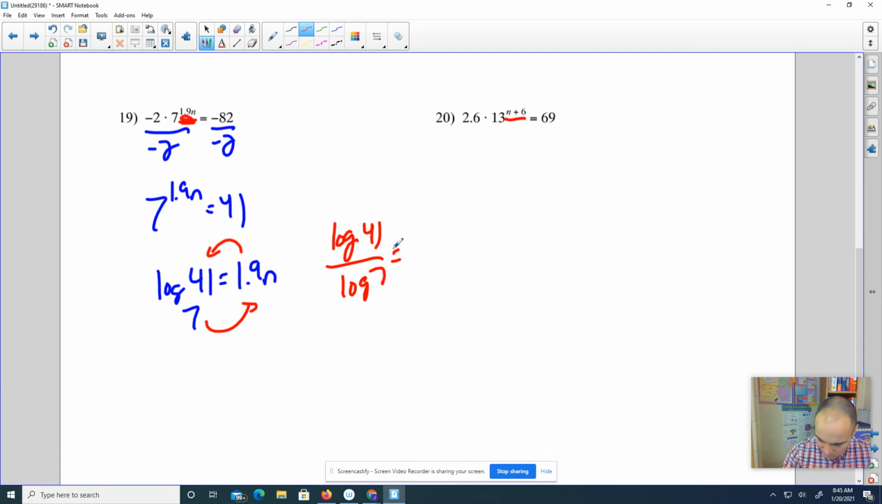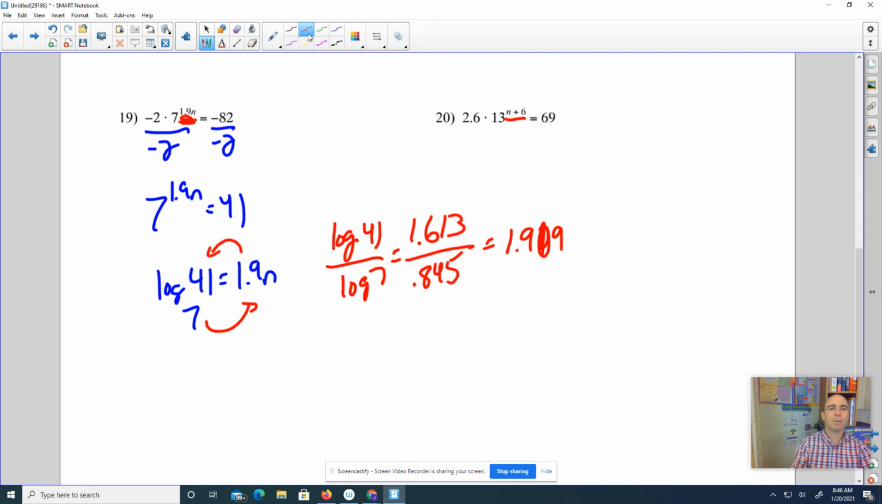Okay, log 41 equals 1.613. Okay, log 7 is 0.845. Okay, so I say 1.613 divided by 0.845 is 1.90. Oh, actually, it's kind of 1.91. Actually, 1.909 is what it is, if I want to get technical.